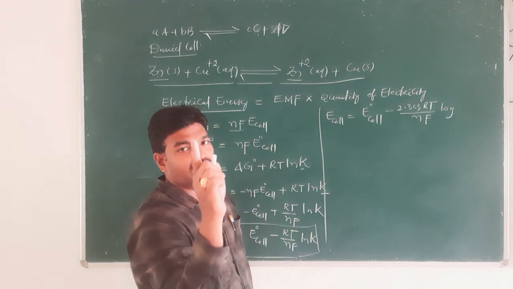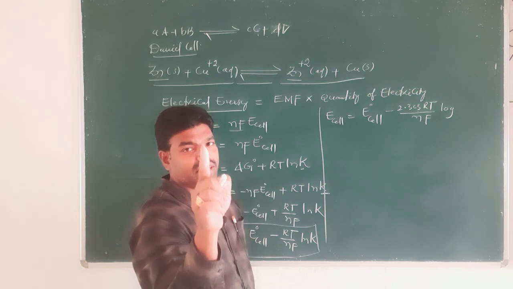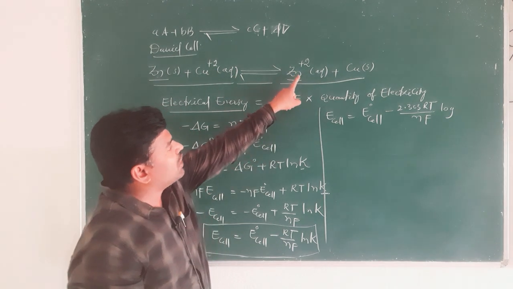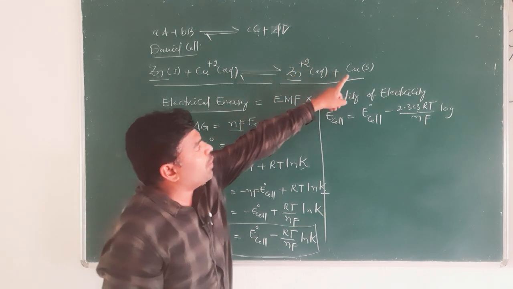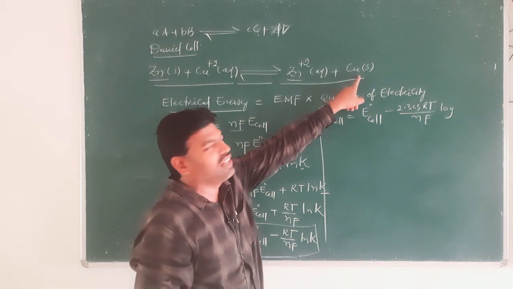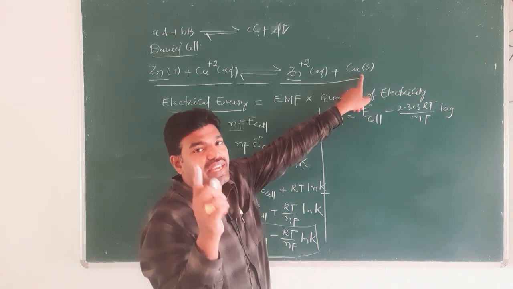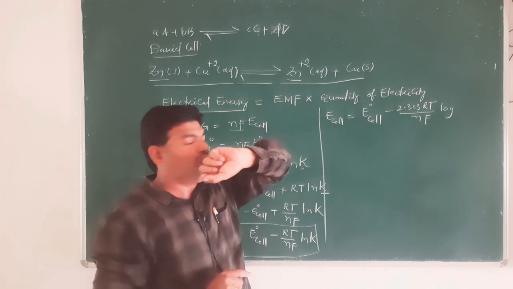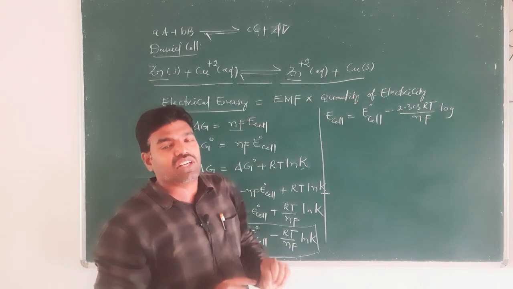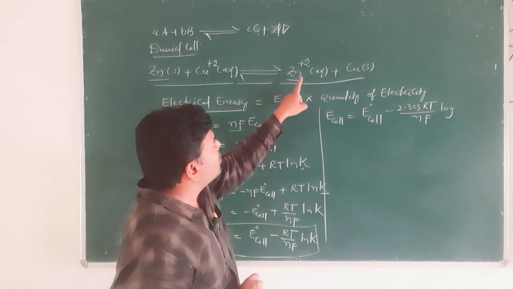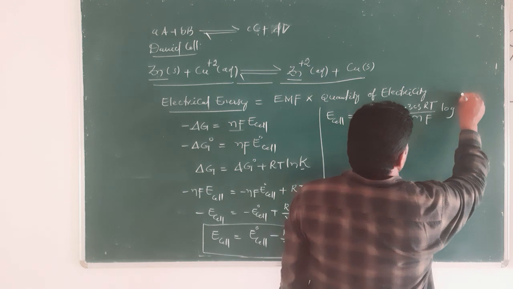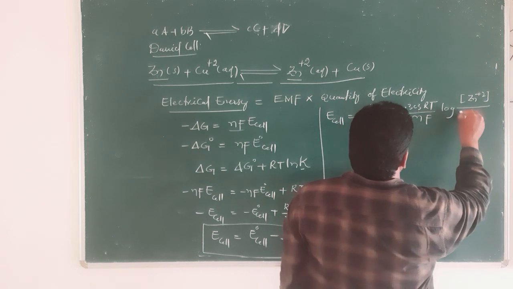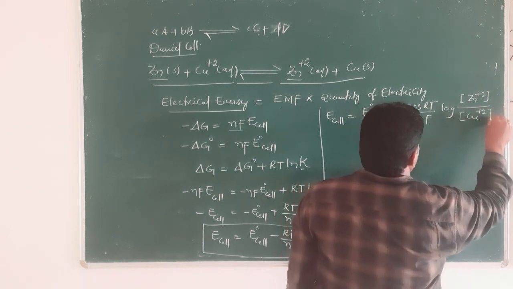Already I told you that the equilibrium constant is the ratio of the concentration of products to the concentration of reactants. Here the products are Zn plus 2 ions and copper. This is the copper solid, that is copper metal. Copper is deposited in the Daniell cell, so we can take this copper concentration as unity. Whenever the copper solid, that is copper metal, is there, we can take that concentration as unity. So, concentration of Zn plus 2 by concentration of Cu plus 2.